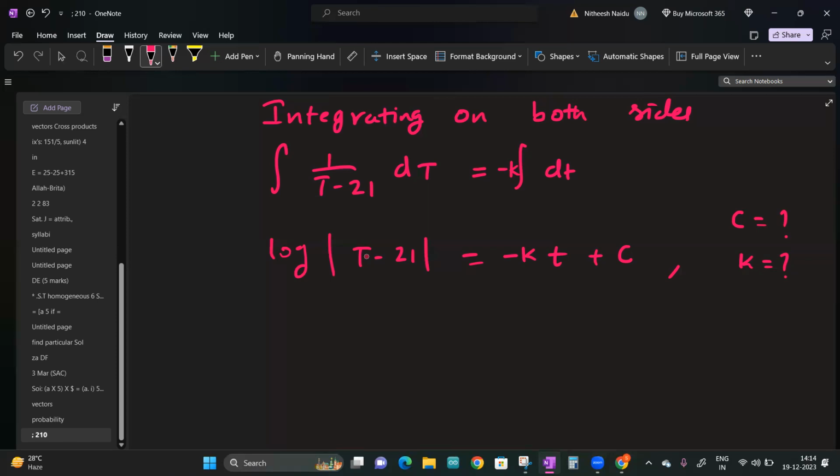Okay. So how are you getting this C? Remember, the integral of dt is t. The d and the integral are inverse operations, so they get cancelled. What is left? t. That is the answer.